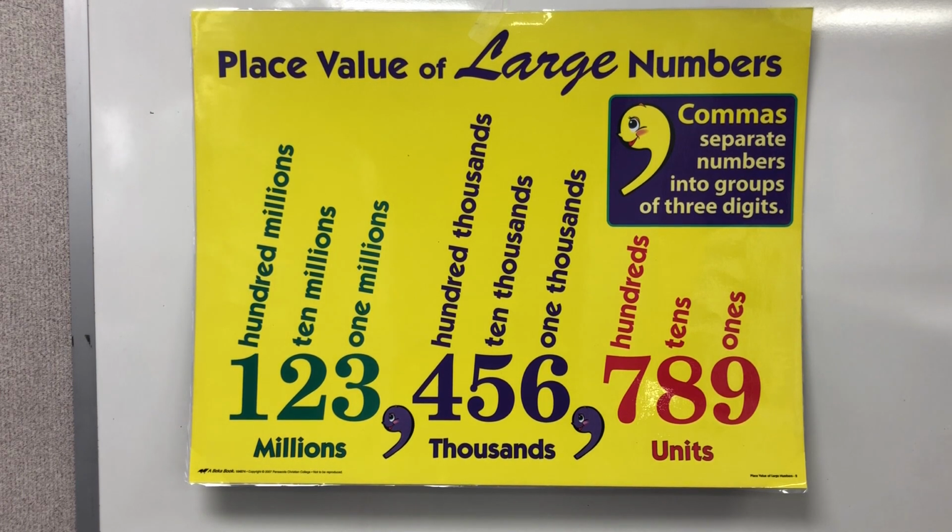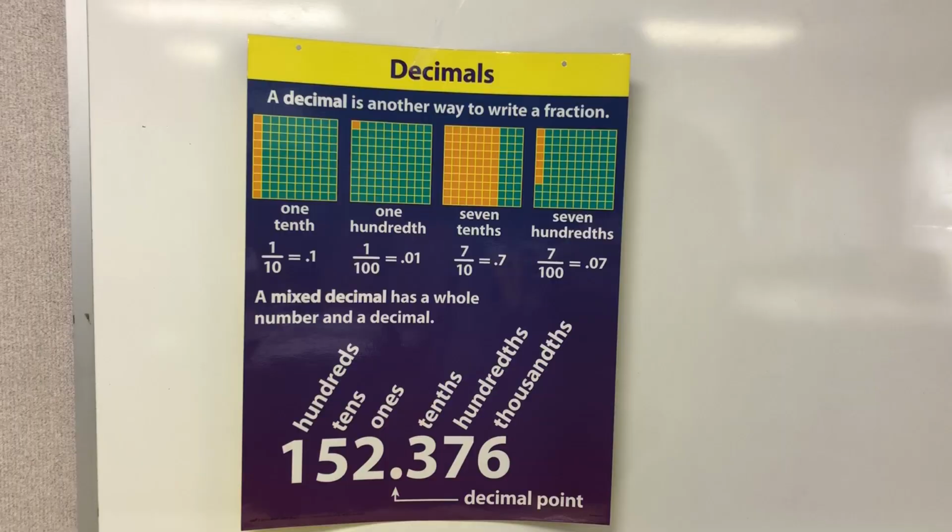Okay, guys, remember that these are on the left side of the decimal. So this is our decimals chart. A decimal is another way to write a fraction. If you think of a 100 square, you have 100 boxes, and 10 of them would be 1/10. One of them would be 1/100th.